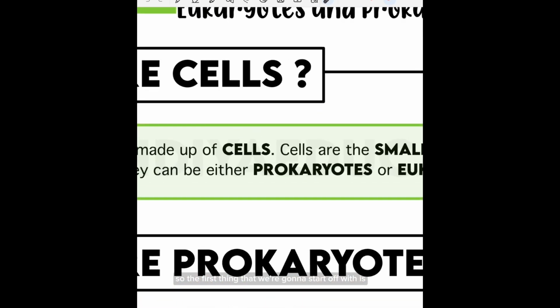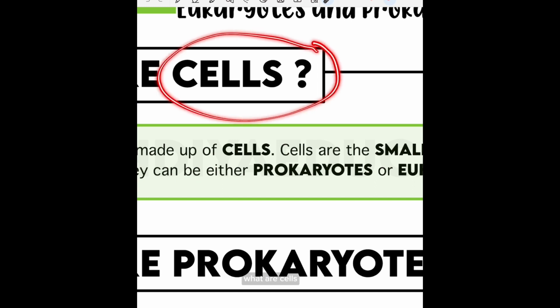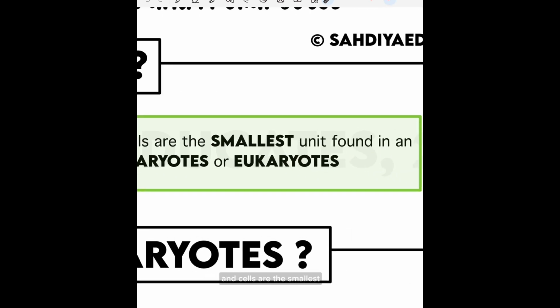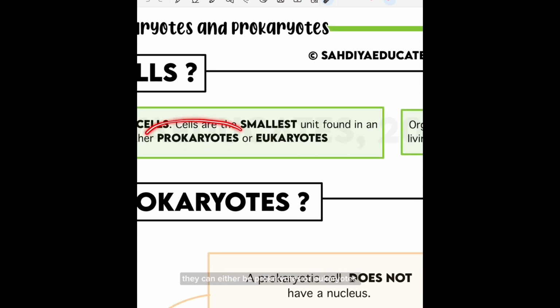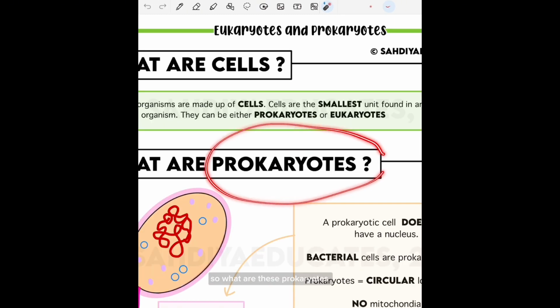So the first thing that we're going to start off with is what are cells. All living organisms are made up of cells, and cells are the smallest units that make up an organism. They can be two things. They can either be prokaryotes or eukaryotes. So what are these prokaryotes?